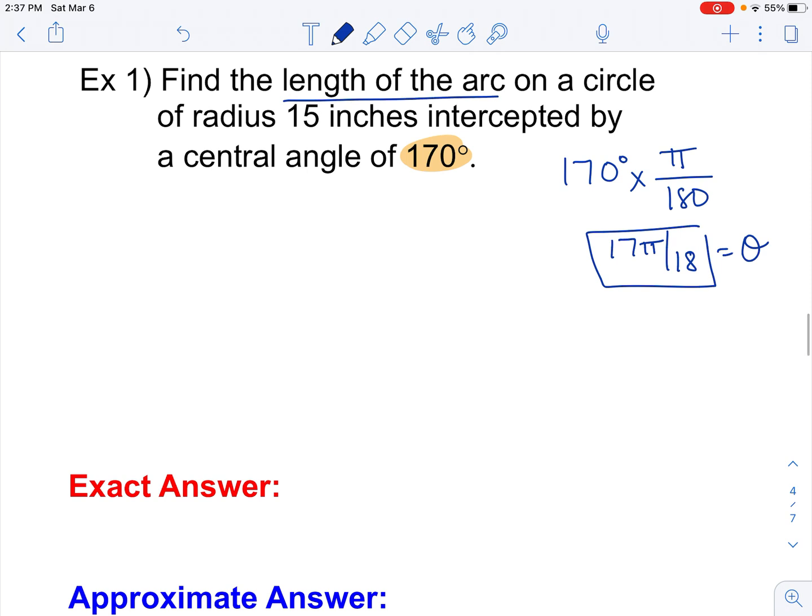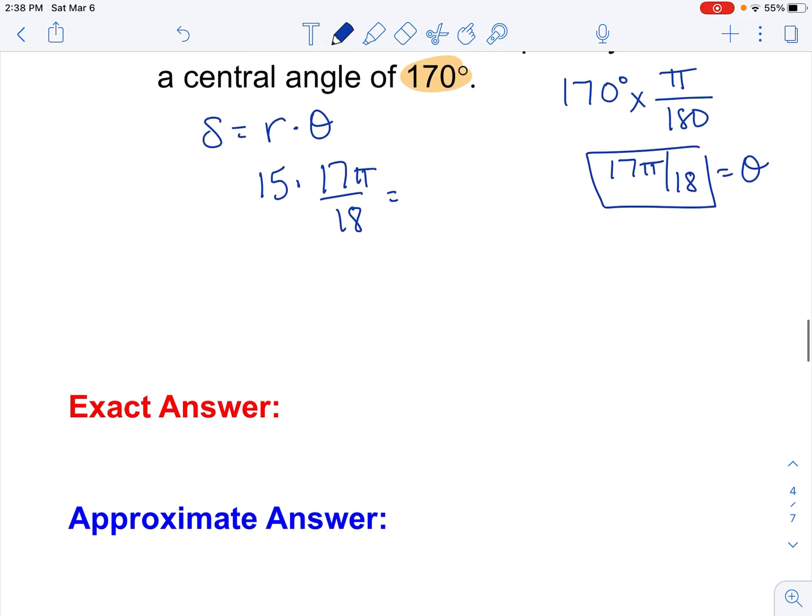If I'm talking about the length of the arc, that's the formula S equals R times theta. We know the radius is 15 inches, and we just calculated the angle in radians. That angle is 17 pi over 18. If we multiply that on our calculator, we're going to look for two different answers. The first one is an exact answer. The exact answer does not have decimals, and it has pi in it.